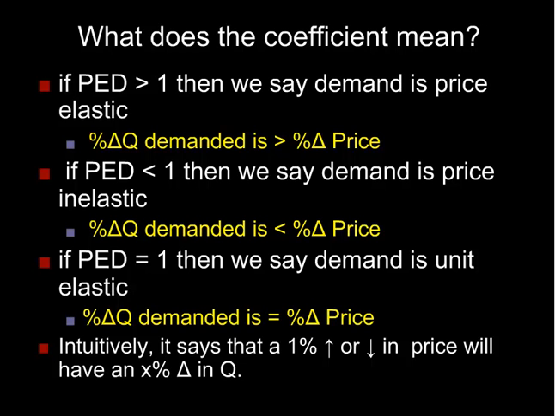And if the price elasticity of demand is equal to 1, then we say demand is unit elastic. That is, the percentage change in the quantity demanded is equal to the percentage change in price. So a 1% increase in price would lead to a 1% fall in the quantity demanded. And so intuitively what we're saying is that a 1% increase or decrease in price will have some X% change in the quantity demanded.